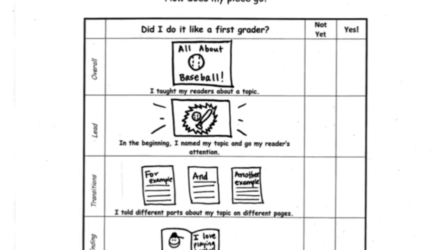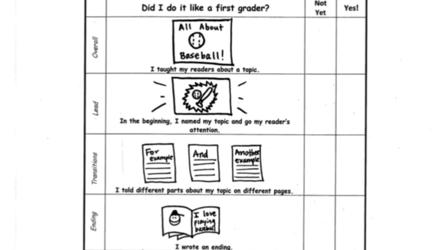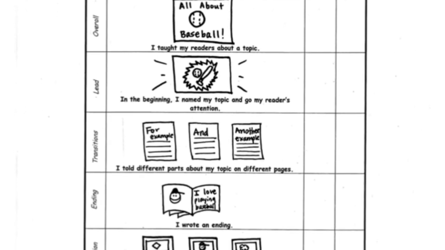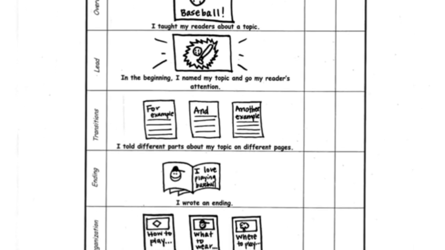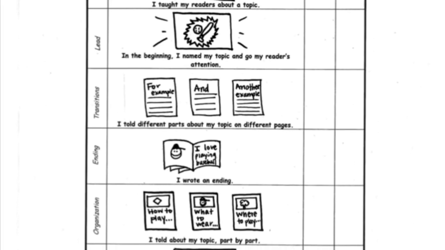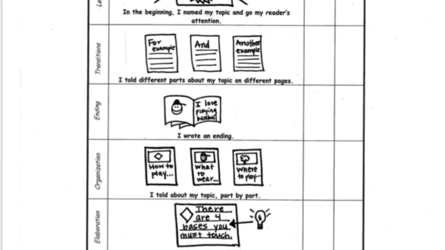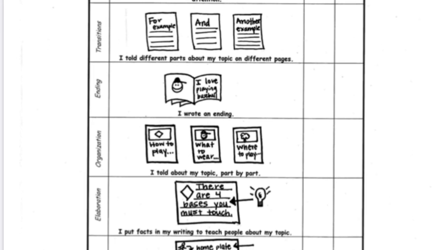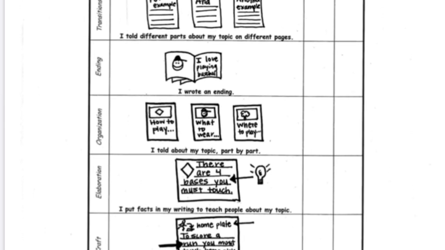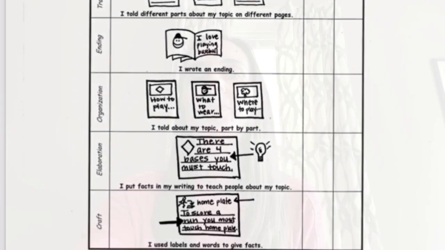Finally, at the end of the week, you're going to use your editing checklist to make sure that you've done everything that a first grader should do with their informational writing. Making sure you're writing across different pages, you had a strong beginning, a good ending, and you're including some of those text features that we have been learning about.